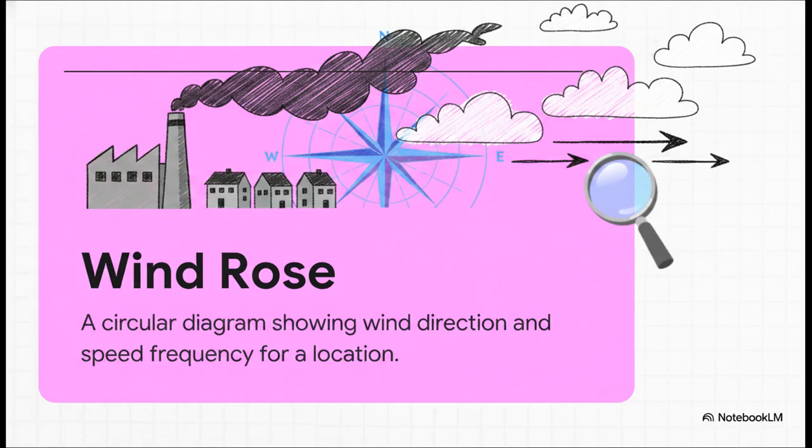Why does this matter? Well, if you're building a new factory with a giant smokestack, you look at the windrose to ensure you place that factory perfectly downwind from the city. This simple step ensures that toxic smoke is naturally blown away from neighborhoods rather than right into people's homes.